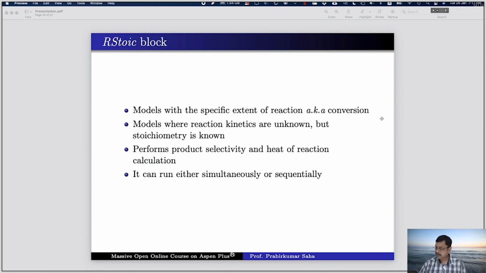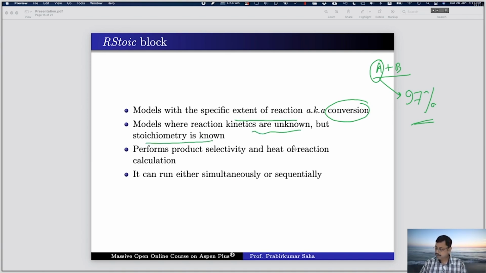This block models with a specific extent of reaction, also known as conversion. So suppose you have reactants A and B, and you say that reactant A will have a conversion of 97%, then that information can be given into this RStoic block. It models reactions where kinetics are unknown but stoichiometry is known. It performs the product selectivity and heat of reaction calculation, and it can run either simultaneously or sequentially.